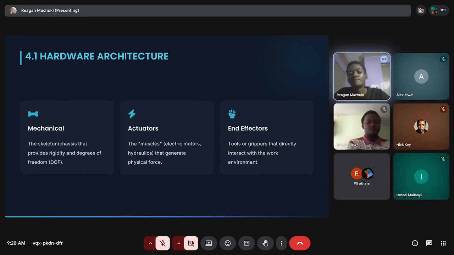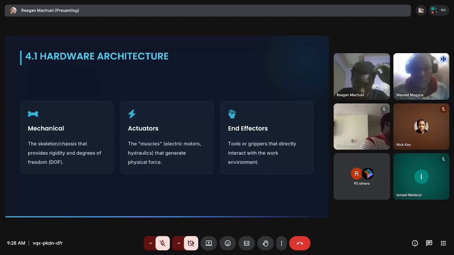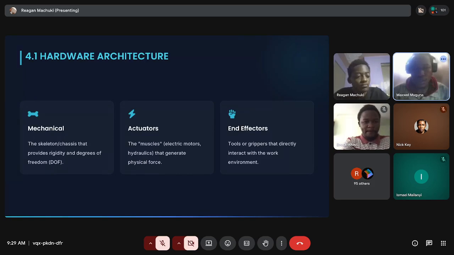Hello everyone. Next, we have the components of a robotic system, which is the hardware architecture. A robotic system is not just a single machine. We have a complex integration of several core components that work together to enable perception, decision-making, movement, and task execution. First, we have the mechanical structure. Think of this as the robot skeleton. It includes the physical frame, links, joints, and the chassis. Its primary job is to provide the necessary support, shape, and rigidity while defining the robot's degrees of freedom for movement.